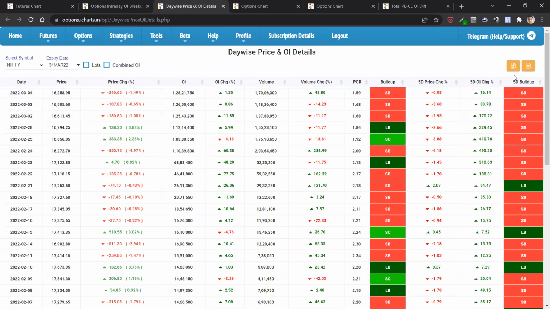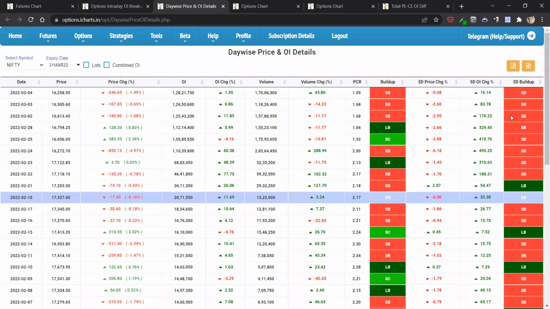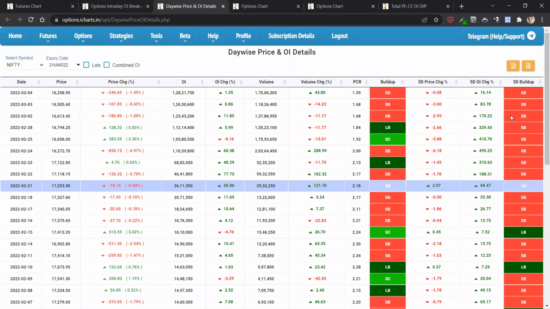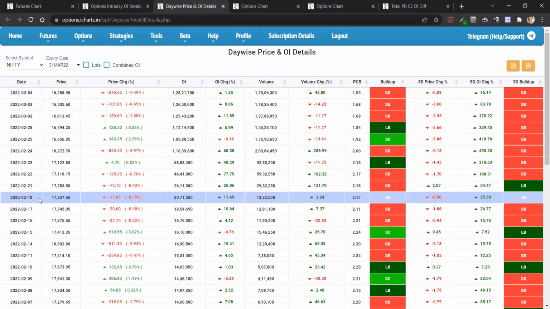Check the last column. This will give you a very good OI bias for the positional trades. This is the 5-day buildup, based on 5-day price change and 5-day OI change. So once you get something like this long, go and check on the chart if it is really worth taking long here on 21st February. Otherwise, you can stay with short.